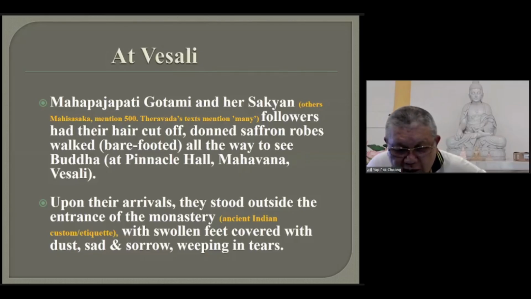Okay, so Mahapajapati Gotami and a group of Sakyan followers walked all the way, from where? From Kapilavatthu to Vaisali. They cut off their hair and donned saffron robes, even though in some other texts you get confused: they say she wore a yellow saffron robe, others say white robes. That one you don't bother about. As far as the Pali text is concerned, Mahapajapati Gotami donned saffron robes and together with groups of Sakyan followers walked barefooted all the way to see the Buddha at the Kutagara Hall, the Pinnacle Hall, Mahavana, Vaisali.